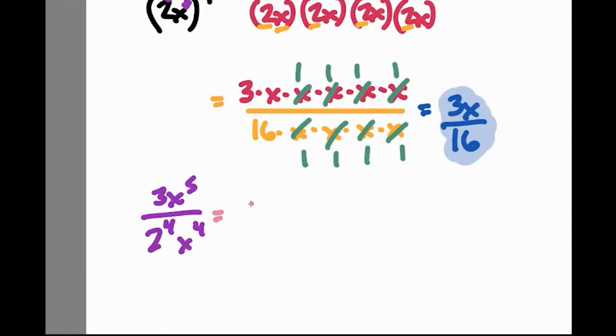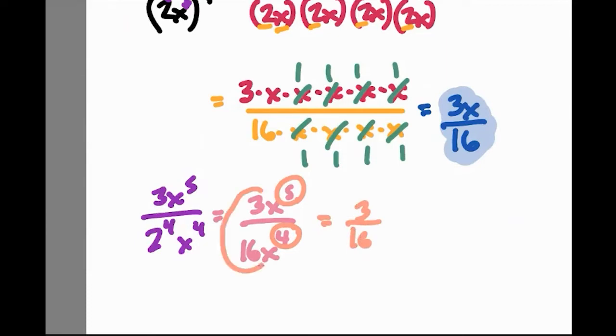Okay. We have 3x to the 5th, I'm sorry, divided by 16x to the 4th. Now what you can do for dividing is just subtract exponents. So now it's 3/16. That's a number, so it's not an exponent. We don't need to worry about that. X to the 5th over x to the 4th, you can just subtract those.